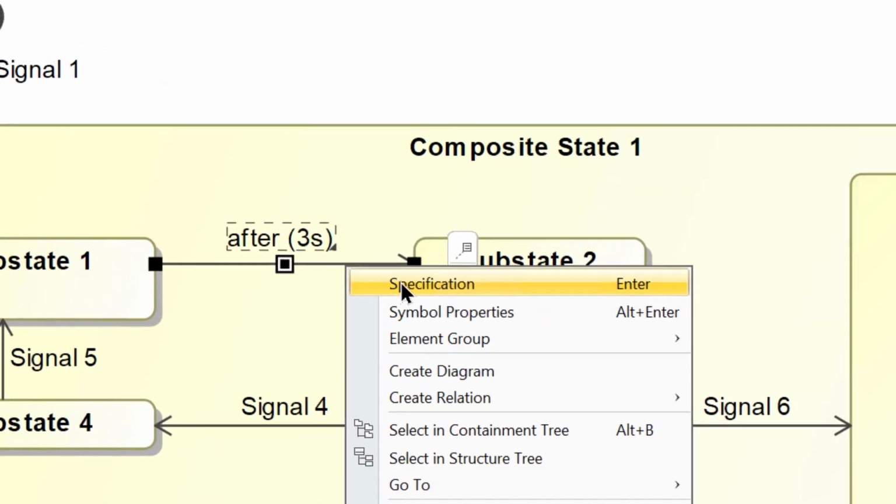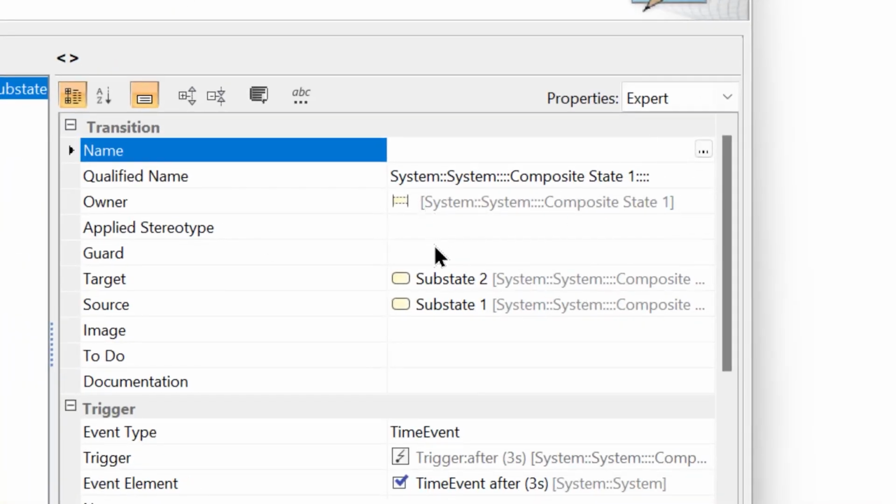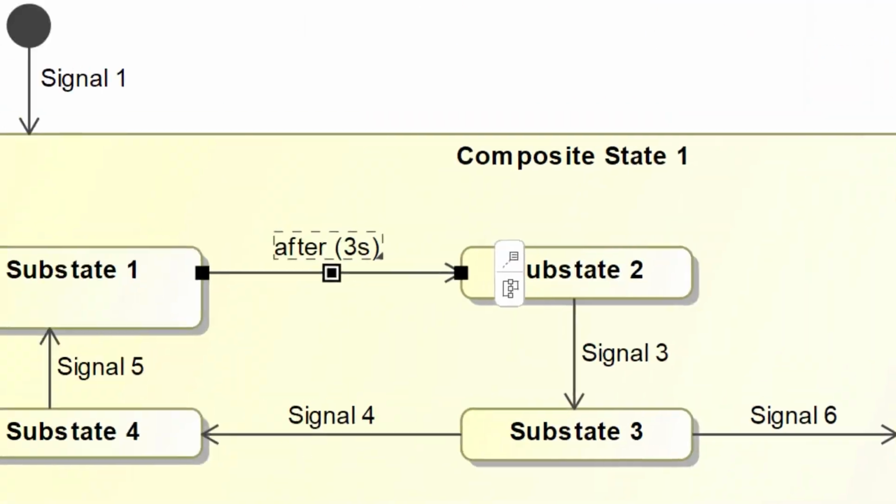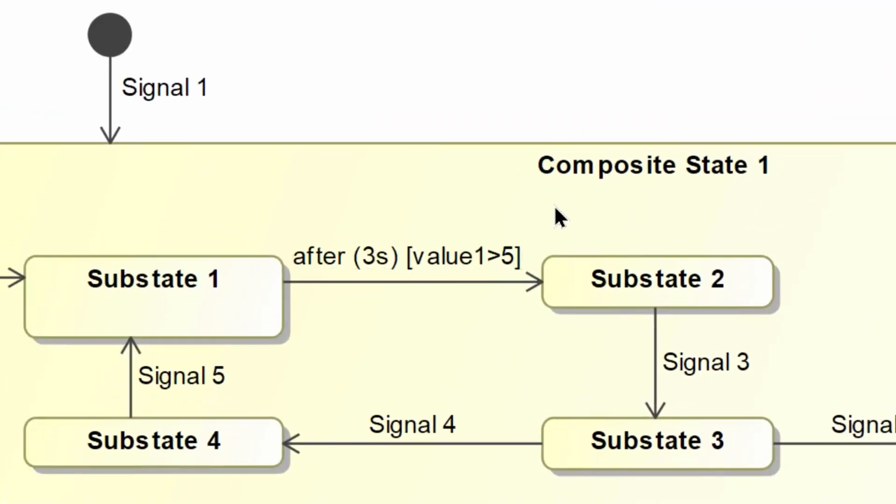And of course, these can be combined with guards. So you can not only have the event that it's looking for in order to transition, but you could also have a guard that might say something like value 1 greater than 5. And of course, that could be defined in the block that executes this activity as a value property, in which it would be looking for that in order to inhibit it from transitioning to another state. So even after 3 seconds, if this value 1 were not greater than 5, this would not transition to substate 2. So I hope this has been helpful.